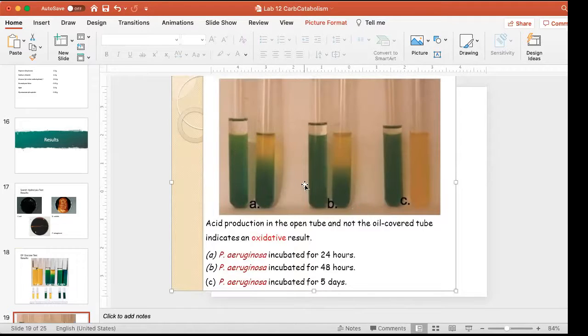This second set of tubes was left for another day, so 48 hours. And as you can see, now the yellow has come down about halfway. And finally, after 5 days in the incubator, the whole tube is yellow. You have to remember that OF is often used as a semi-solid, so there's a little agar in that tube.